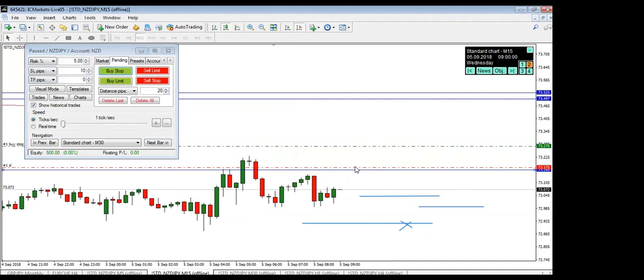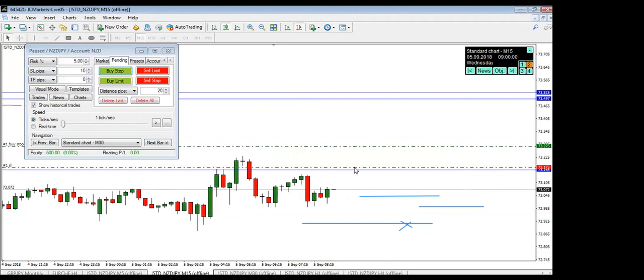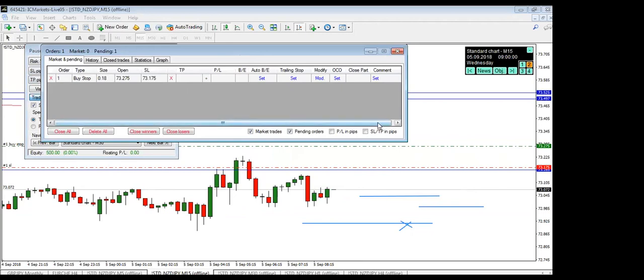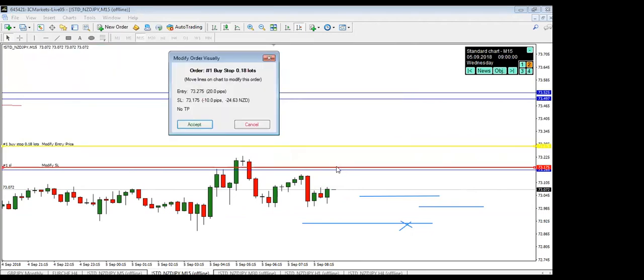Why isn't it moving? The blue line was moving. Oh no, go to modify. Go to trades. Oh yeah, okay. Modify. That's it.